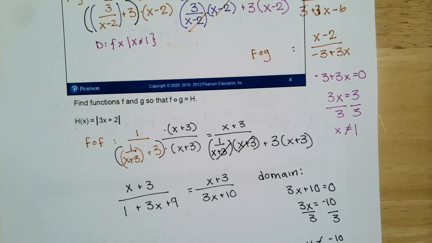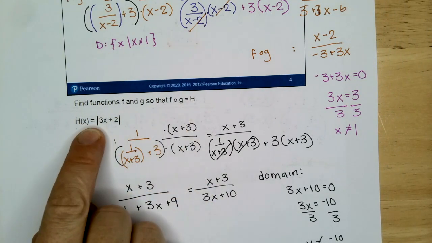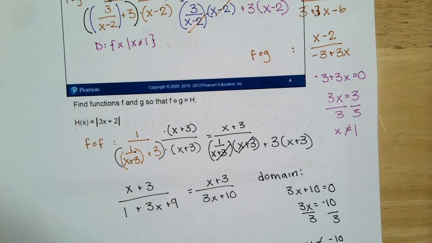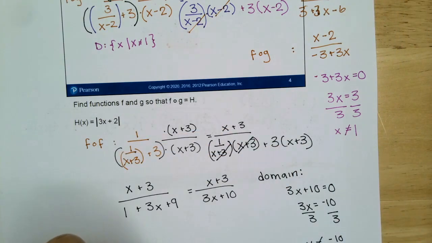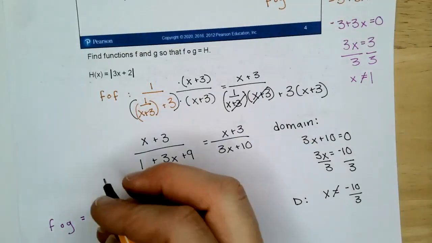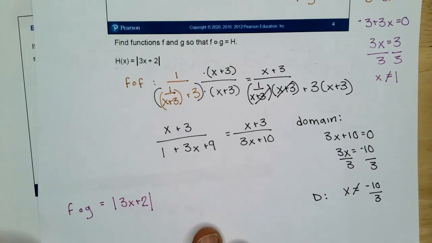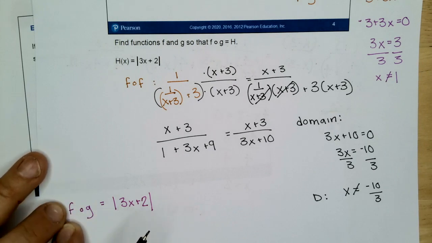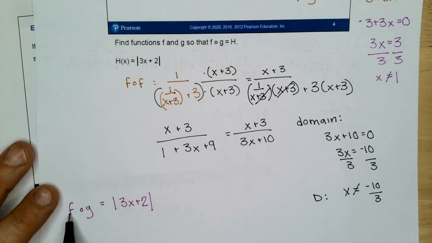Find what f and g are so that f of g is equal to h, and h is the absolute value of 3x plus 2. What is f and what is g? So remember, f of g is equal to h, and h is the absolute value of 3x plus 2. Means that if I put g inside of f, I get that. If I replace every x in f with g, I get the absolute value of 3x plus 2.